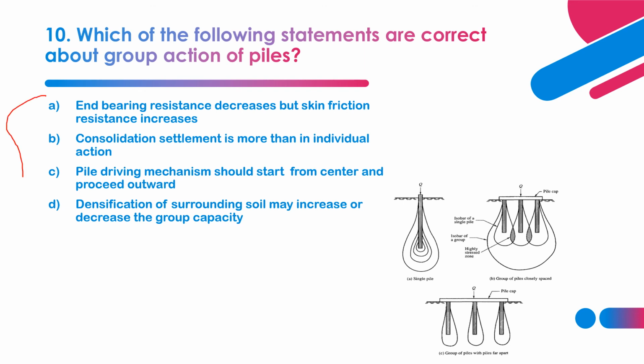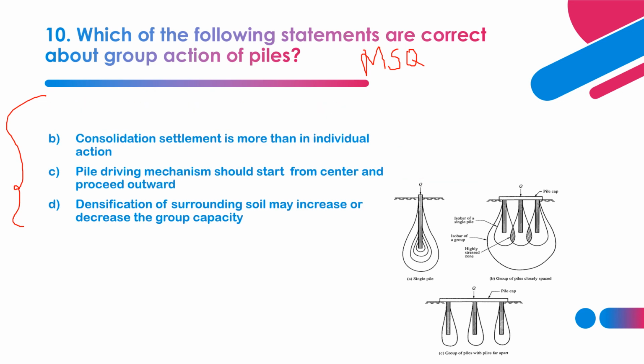So among the four options, what are the correct statements regarding group action of pile? This is the MSQ type. So your time starts now. Read the options and give the correct options. More than one option can be correct. So the correct statements regarding group action are B, C, D.